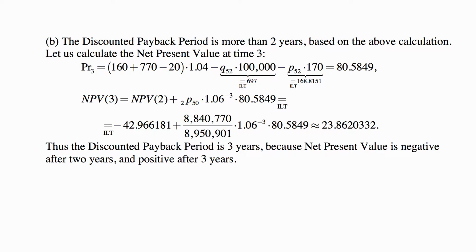But remember, we only take the survival to the beginning of the policy year into consideration. And we saw that, well, we didn't recoup the expenses in the first 2 years. So the discounted payback period is more than 2 years based on the above calculations. Calculations we already did. So let's calculate the net present value at time 3.